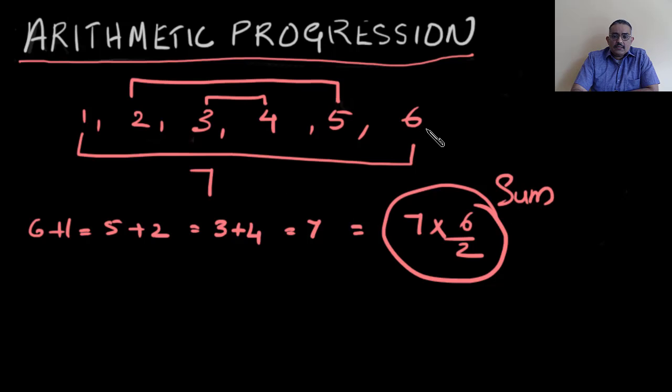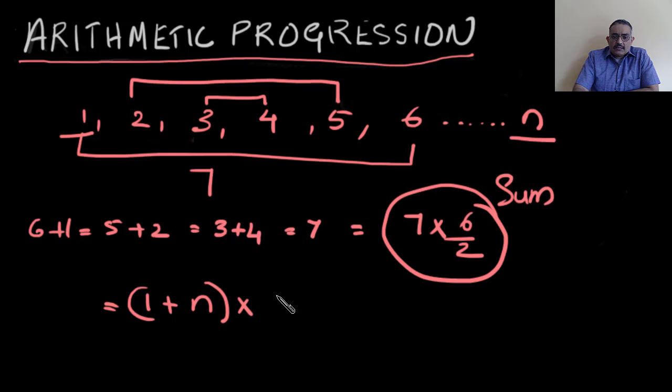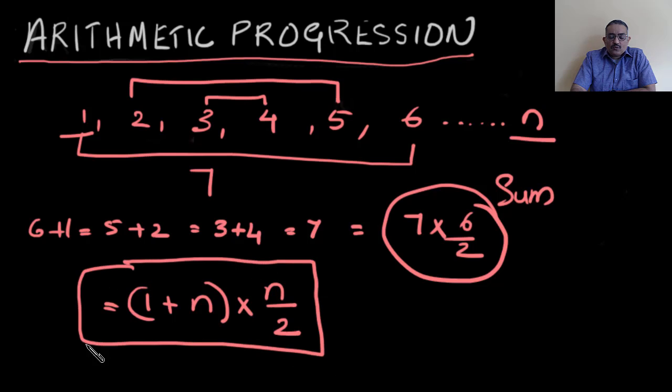Now imagine if we had n terms. How do we do this? All we need to think about is the first term and the last term. So that is 1 plus n, times n divided by 2. As long as it is an arithmetic progression, this seems to be the easiest way to figure out the sum of the first n terms.